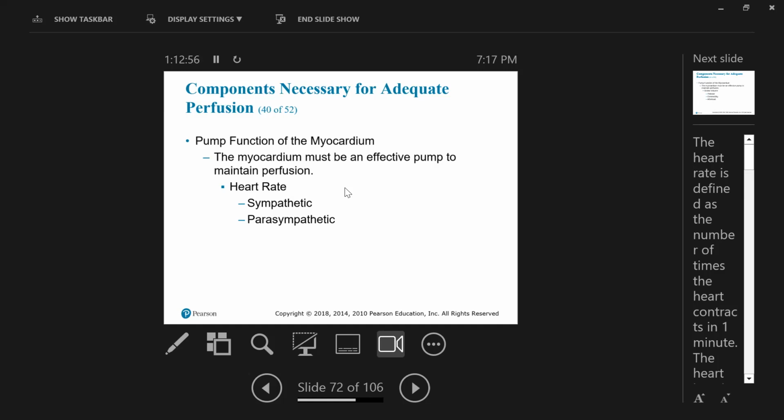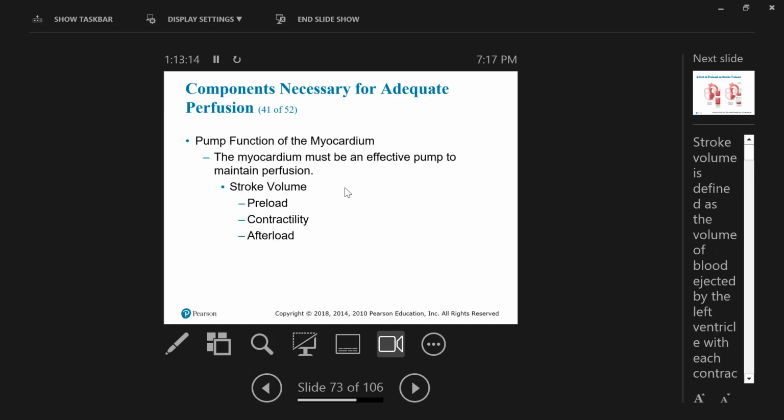You have heart rate, which is basically controlled by the sympathetic and the parasympathetic. Guess what the sympathetic system does? Does it increase the heart rate or decrease it? Increases it. The parasympathetic decreases it. Okay. The myocardium must be an effective pump to actually maintain perfusion. Stroke volume: we start talking about preload, contractility, and afterload.